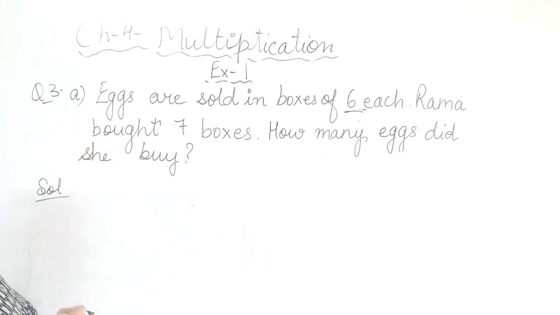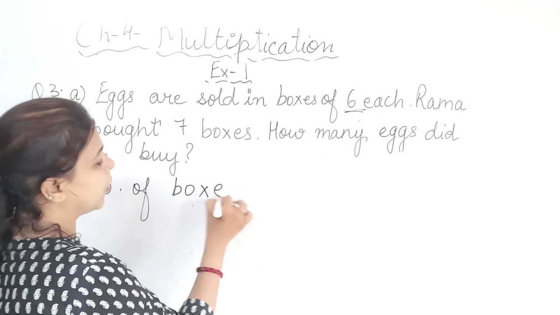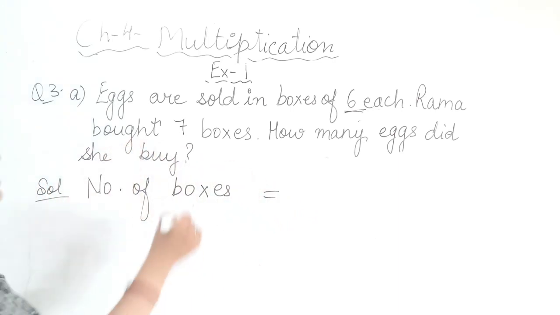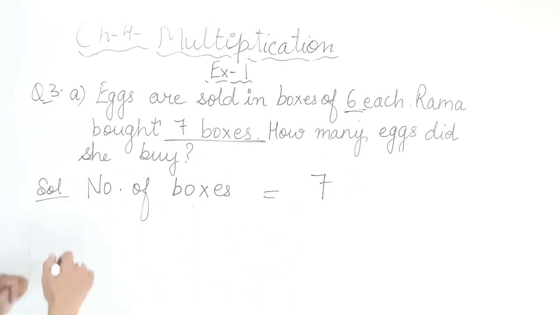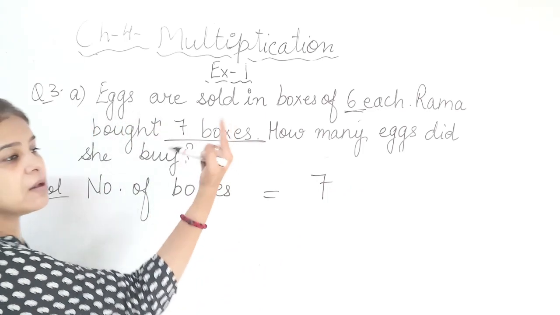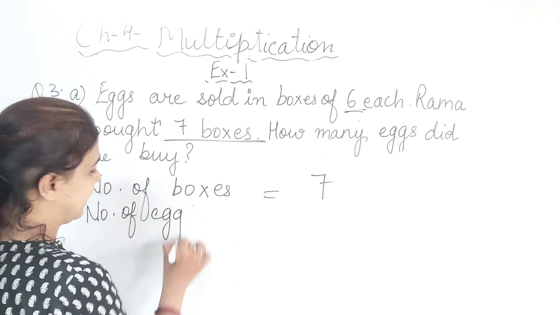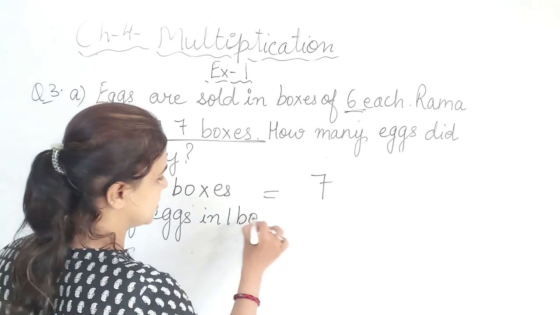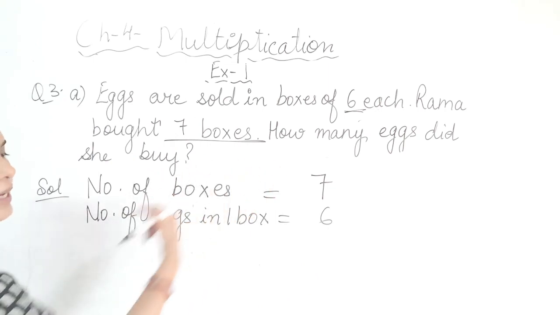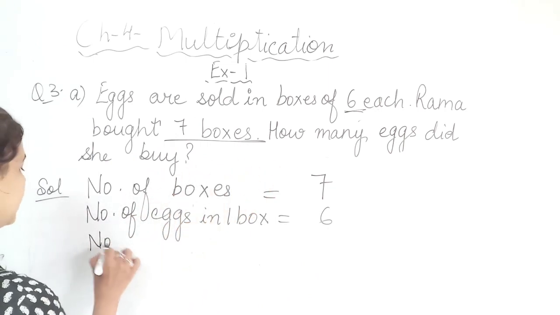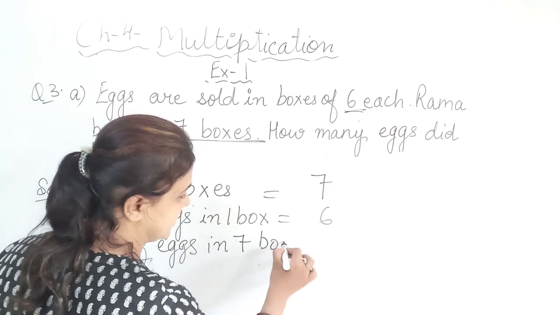So how will I write the statement? First I will write the number of boxes. How many boxes are there? This 7 boxes. So I will write 7. Now the second statement, number of eggs in one box. 6 are there. The third statement, we have to find out how many eggs. So I will write the number of eggs in 7 boxes.